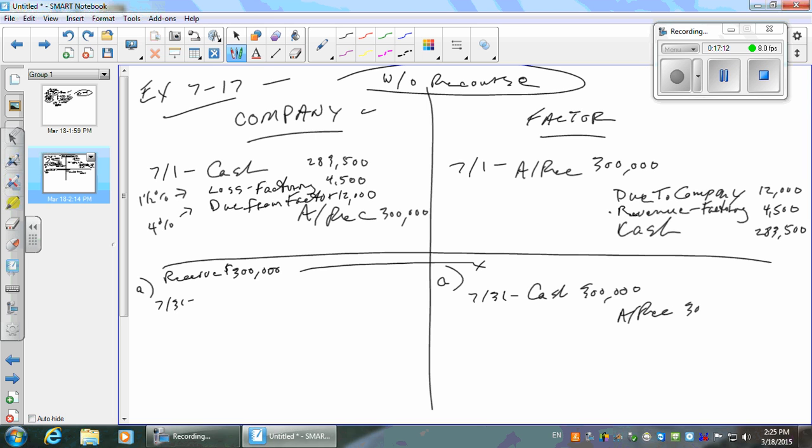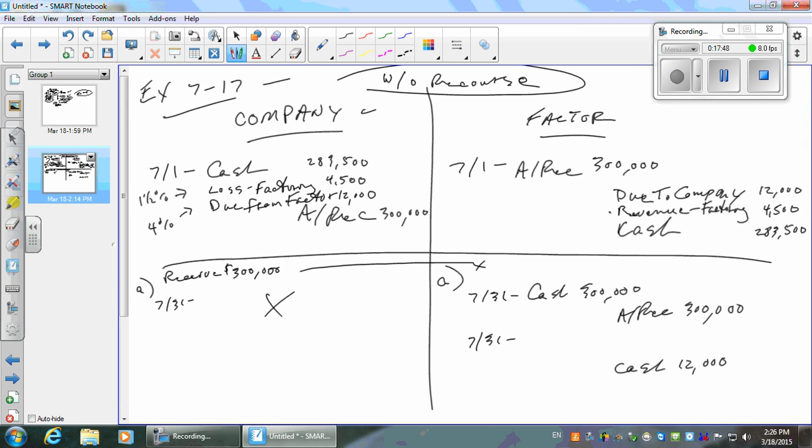What will the company do? Nothing, right? They didn't get anything. They sold them, they're gone. Okay, then what will happen? So that happens all during the month. July 31st, what should we do? Would they pay the due to company? You bet. So they're going to pay how much to them? 12,000. Because there were no sales returns and allowances, no bad debts, no discounts. So it's the full amount. So what would they do? They'd send them 12,000?